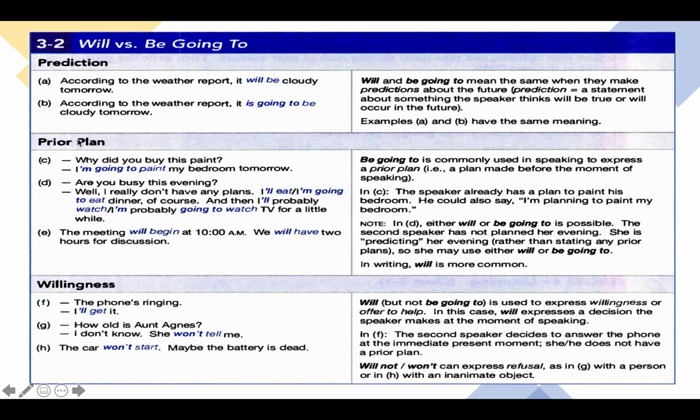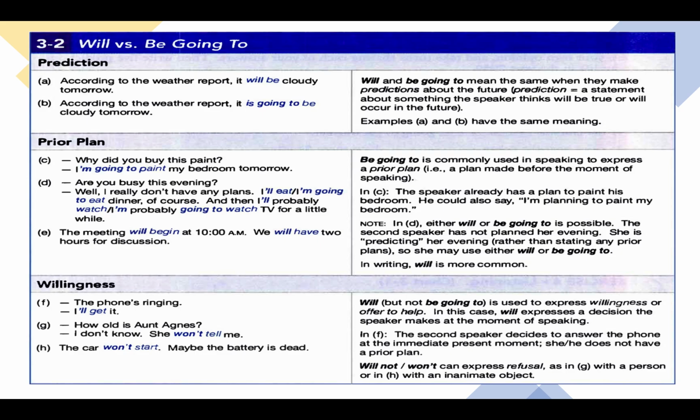Now, in the following two situations, there is a little bit of difference. We can't use both will and be going to for the future when we want to express a prior plan, and when we want to express willingness. So, prior plan and willingness. What do we mean by prior plan? It means that you have a plan to do something. You have an established plan, you have organized a plan, you have prepared a plan to do something. So that's what we mean by a prior plan, okay? You do something in order to carry out a plan.